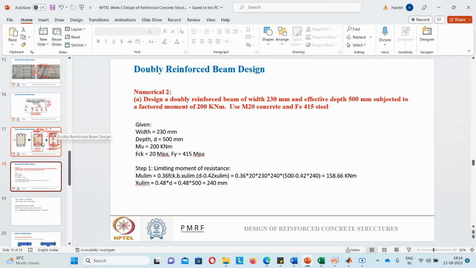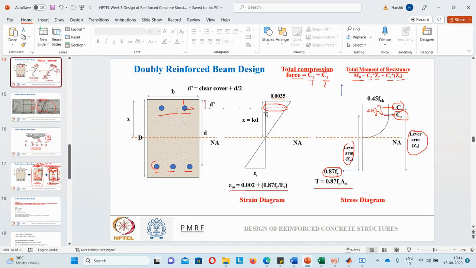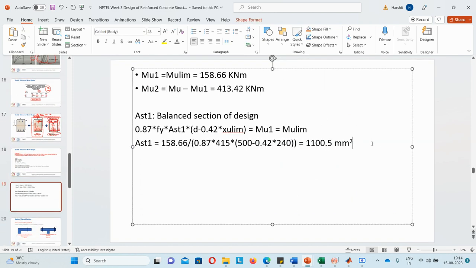So there are two ways you can calculate d dash. Either using the strain diagram, or, when d dash is generally not given in the question, we need to take an assumption. So right now we'll assume d dash as, that should be given in the question also, that is my fault. So assume d dash as 50 mm.